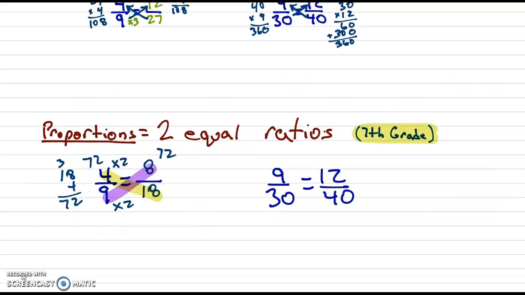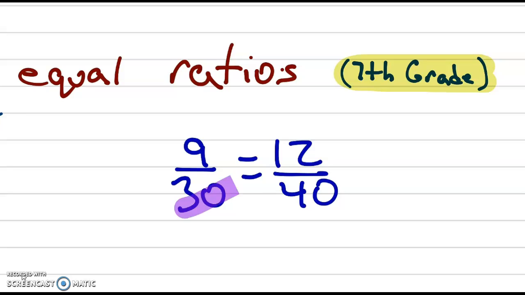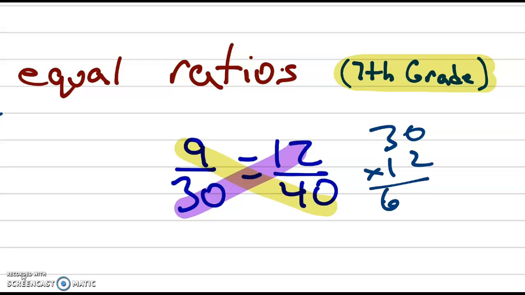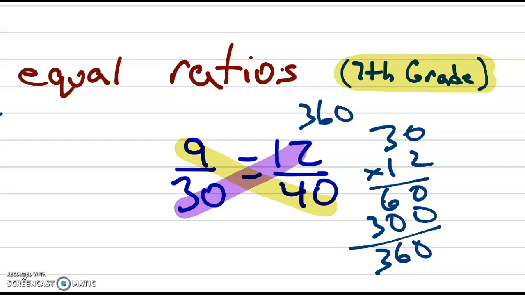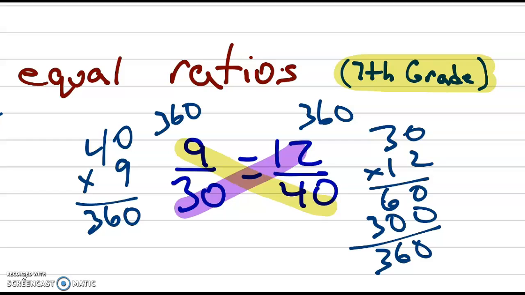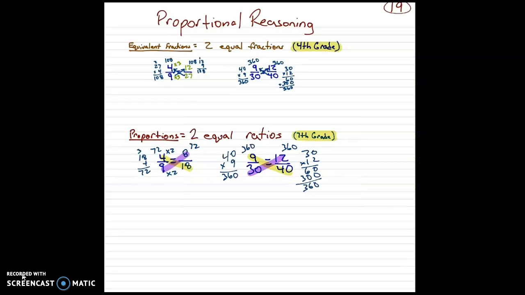Okay? And you would do the same thing over here. To check and see, you would cross product, do 30 times 12. 2 times 30 is 60. Placeholder, 1 times 30 is 30. 360. Okay, and then 40 times 9 over here. 9 and 0 is 0. 9 and 4 is 36. That one is also 360. That means that is proportional because those two ratios are equivalent.